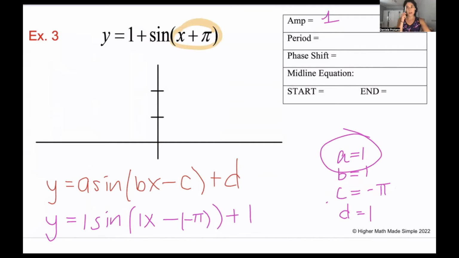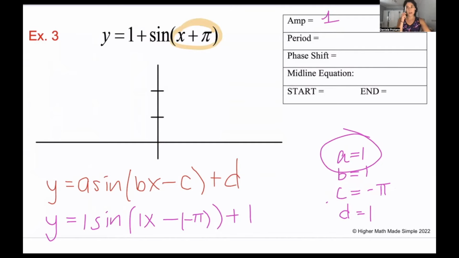Now, again, the phase shift formula is c divided by b. So technically, the c value is negative pi divided by the b value, which is 1. And negative pi divided by 1 is negative pi. So remember that the phase shift is always going to be the start value. So they always will match. But again, in transformations knowledge, if you're already aware that the plus sign in here meant you're going to the left and you know it shifted pi units, by all means, that's fine. But it just depends on whether your teacher is picky or not about it.